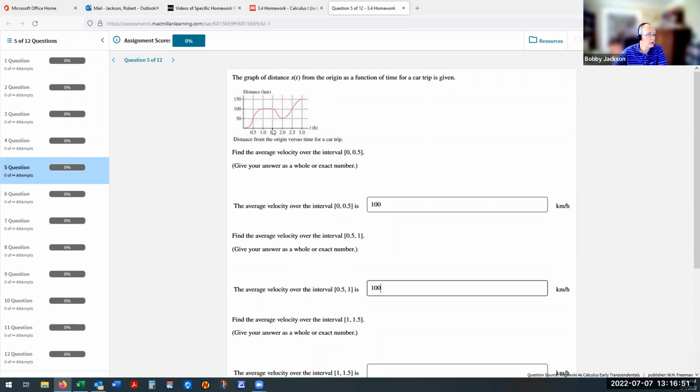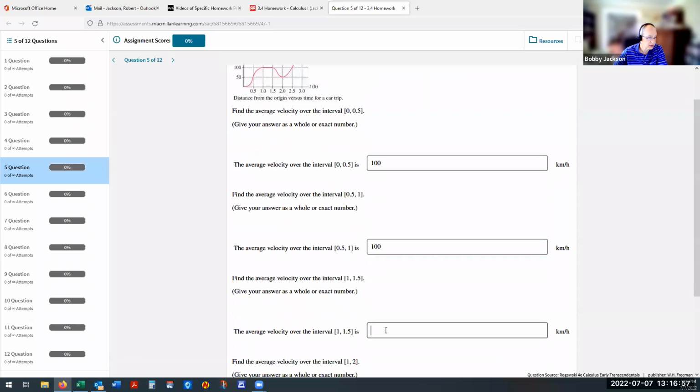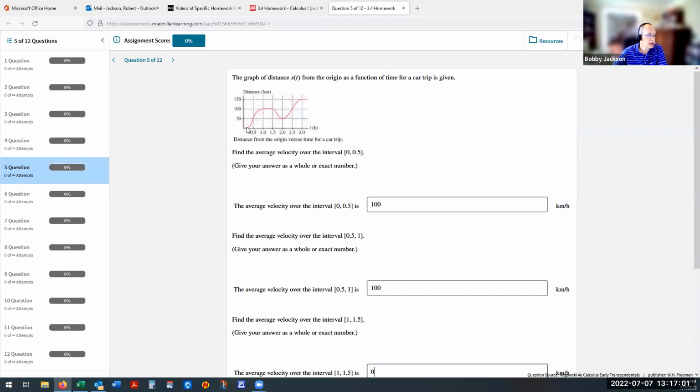So from 1 to 1.5, the distance traveled is 0 over that half hour. Well, 0 divided by 1/2 is indeed 0. Notice that when I said it traveled 50 kilometers, I'm taking 50 minus 0, getting positive 50. In other words, it's getting further away from the origin for the first half hour. Same for the second half hour: 100 minus 50 is 50 kilometers. The third half hour here, no change in distance.